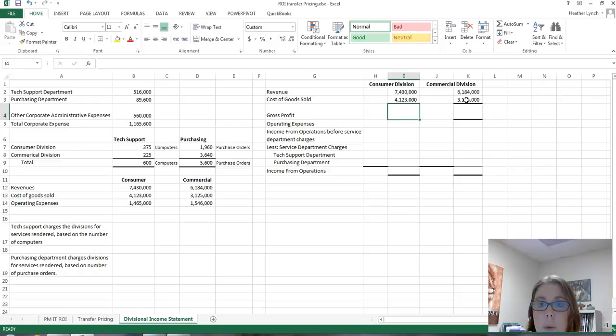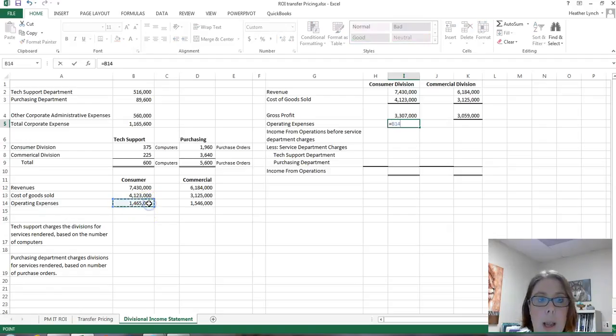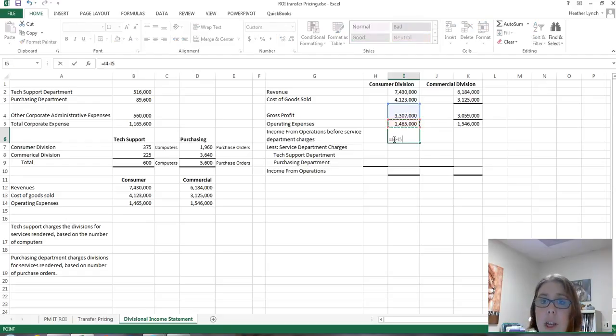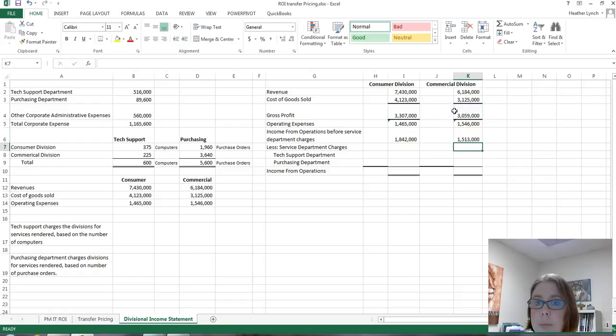Your gross profit, remember that's your revenues minus your cost of goods sold. So I'm going to do that for both of them. Revenues minus cost of goods sold. Our operating expenses. So we had operating expenses for consumer at $1,465,000. Commercial division, we had $1,546,000. So then our income from operations before we do the service department, that is just your gross profit minus your operating expenses. Again, hopefully this is nothing new. We've done this probably a million times over. So now here's where we need to do the allocation.